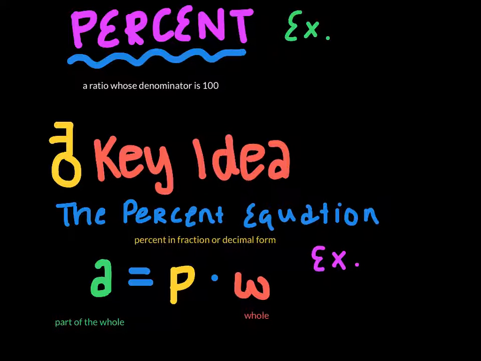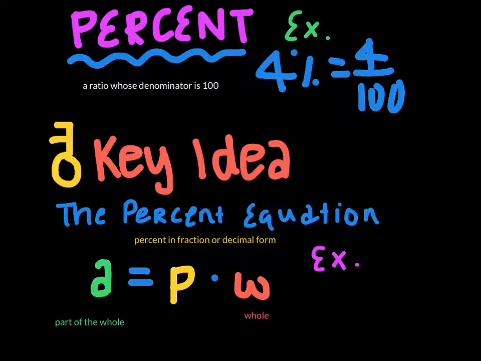Alright, the first thing we're going to be talking about today is percent. A percent is a ratio whose denominator is 100. An example would be 4%, and 4% basically means 4 over 100. If you have 25%, that means 25 over 100.